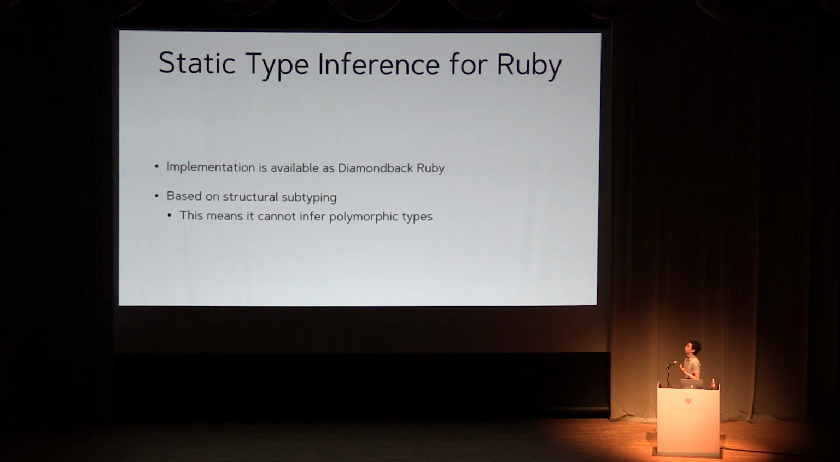Their type system is based on structural subtyping. The good thing about structural subtyping is that it is flexible, intuitive, and powerful enough to represent the types of Ruby programs. The bad thing is that, because of its subtyping type system, the type inference cannot infer the polymorphic types in the Ruby program.